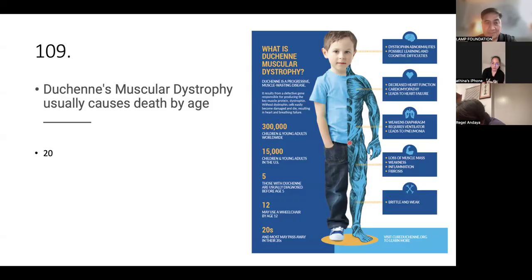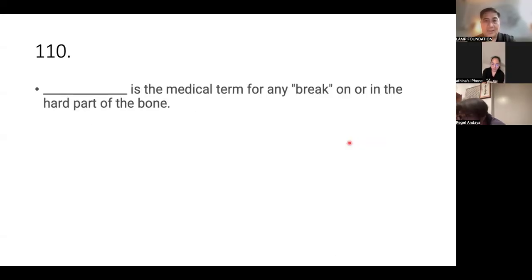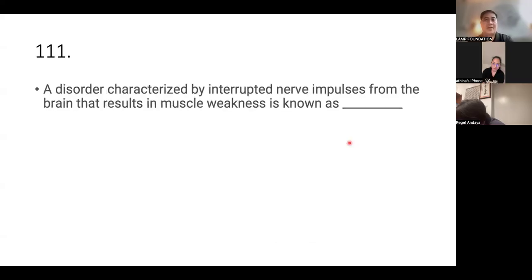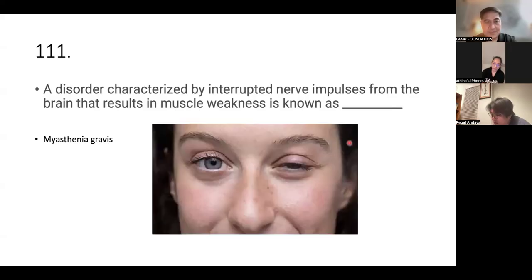Blank is the medical term for any break in the hard part of the bone. It's a fracture. Great. These are the fractures. A disorder characterized by interrupted nerve impulses from the brain that results in muscle weakness is known as myasthenia gravis. We have a very popular personality who has this, right?